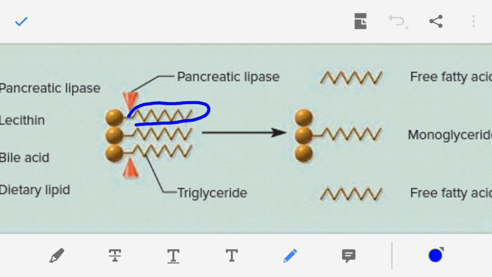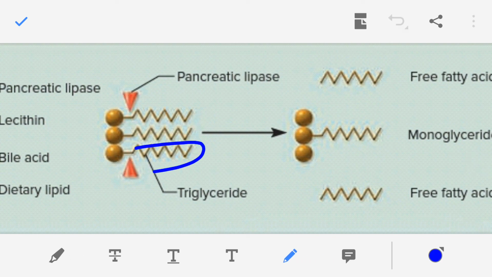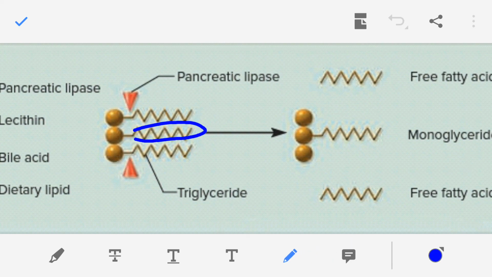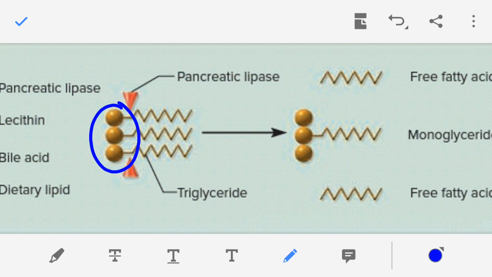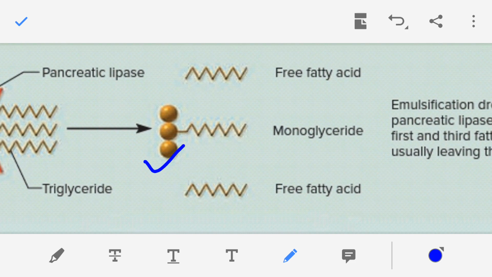This fatty acid is released. So fatty acid number 1 and this fatty acid is released. Okay, fatty acid number 2 and fatty acid number 3, the third one is released, and the second fatty acid remain its place and it is attached with the glycerol. So this attached molecule, the glycerol attached to fatty acid, this molecule is known as the monoglyceride, and now we are having 2 free fatty acids.